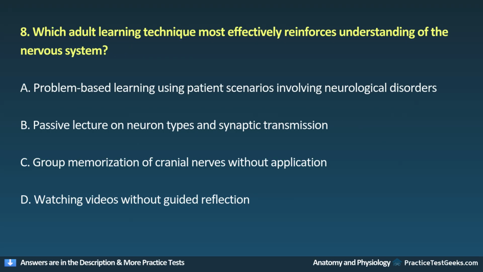8. Which adult learning technique most effectively reinforces understanding of the nervous system? A. Problem-based learning using patient scenarios involving neurological disorders. B. Passive lecture on neuron types and synaptic transmission. C. Group memorization of cranial nerves without application. D. Watching videos without guided reflection.